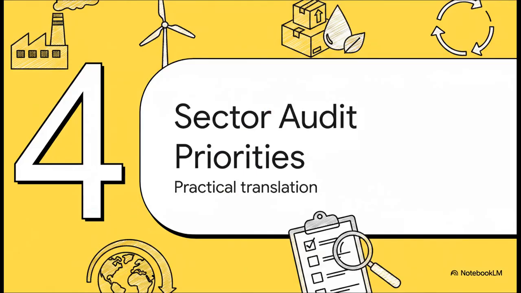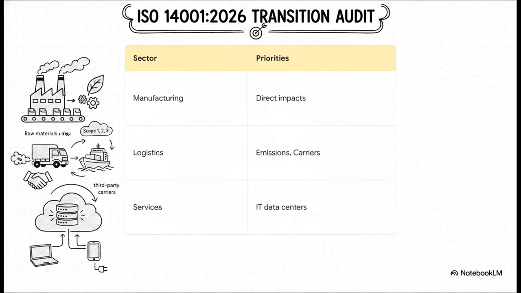Let's shift gears to Section 4, sector-specific audit priorities. Knowing the theory is great, but how does this translate into your daily reality? Because auditors are going to hone in on various specific things depending on your industry. Let's break it down. In manufacturing, your priority remains your direct operational impacts. But now you've got to apply that expanded life cycle view to your raw materials.